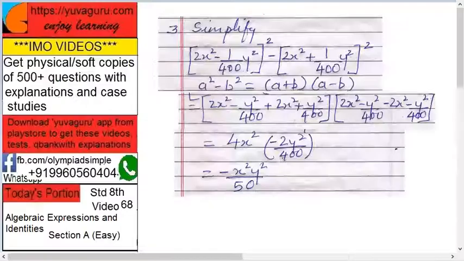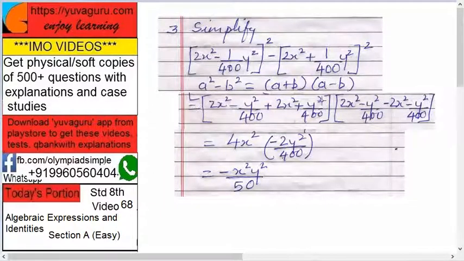Same formula. So we have a, meaning 2x square minus y square upon 400, plus b, 2x square plus y square upon 400, into a minus b, 2x square minus y square upon 400 minus, now check this, 2x square minus y square upon 400. See here, this is a, so minus is first, this is minus over here, minus over here, this is b, so first time everything is plus, second time everything is minus.